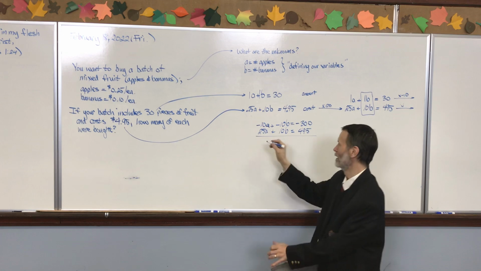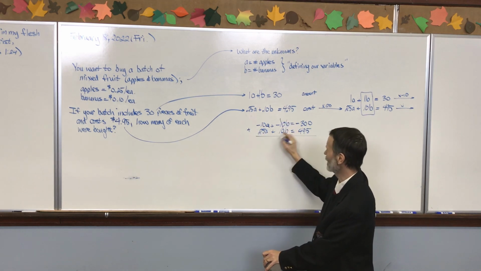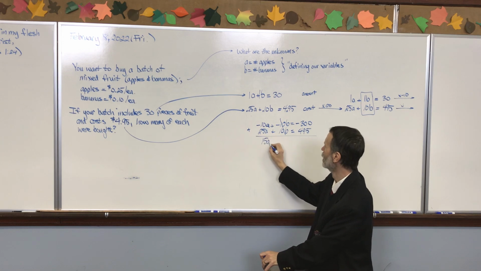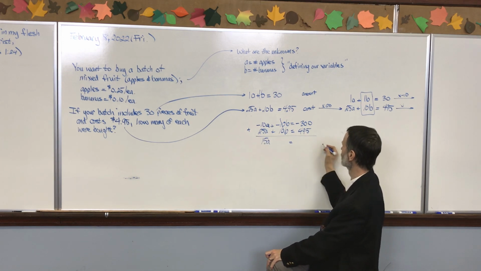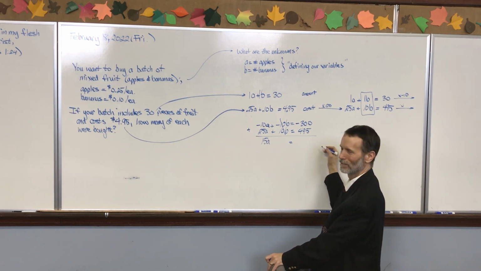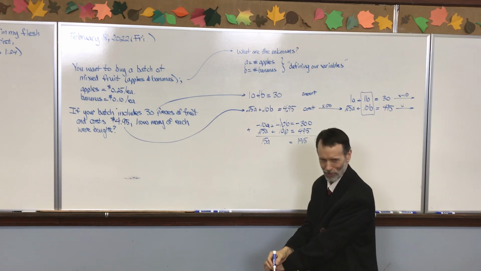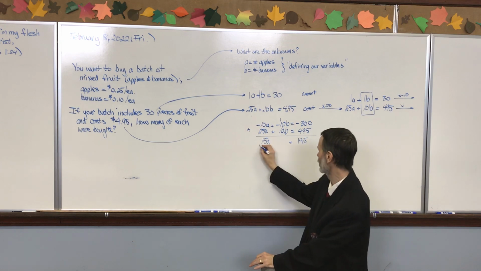What do you do now? The B's cancel. Yes, if you add these equations, the B's cancel. What's left? 15A. Good, 15A equals 195. 195, good.